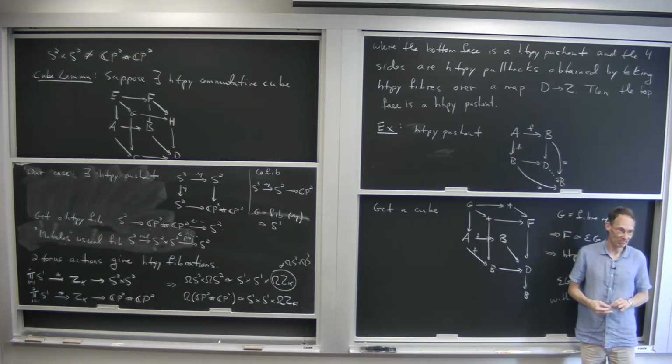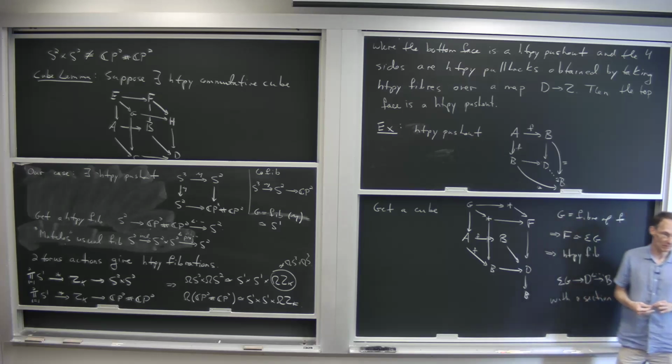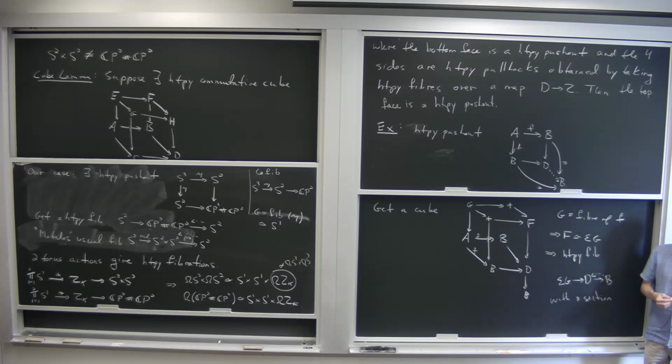But there is still a fibration, right? So CP2 connected sum CP2 with the reverse orientation onto S2. So that's the third kind of example in that line.